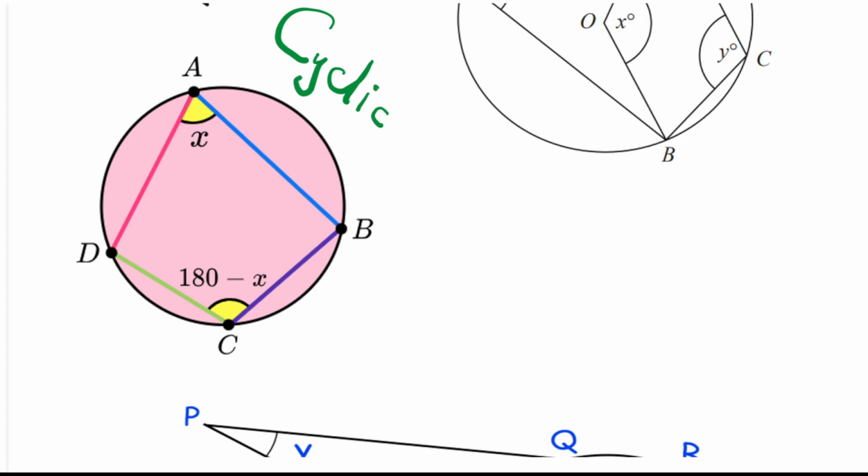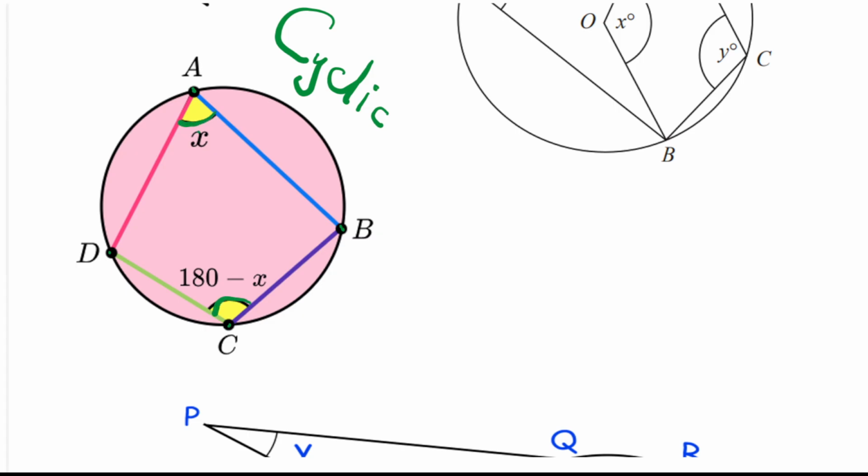There is a very important condition. All the vertices, like the corners, should be on the circumference of the circle. Look at A, B, C, and D. They are all on the circumference. So if this happens, this is called cyclic quadrilateral. So what do you need to do with that? The cyclic quadrilateral, each two opposite angles add up to 180.